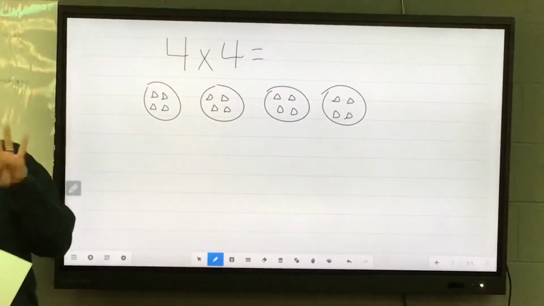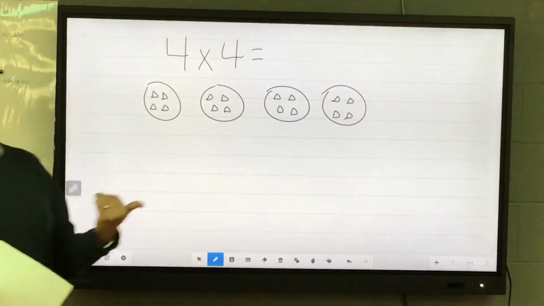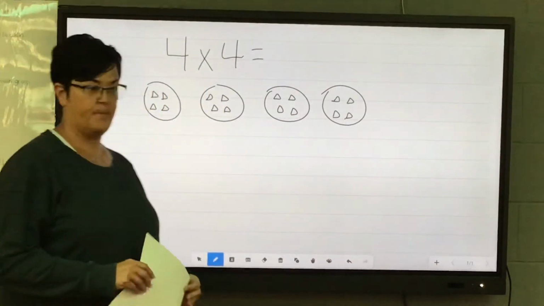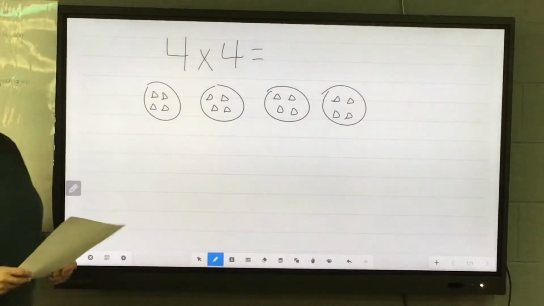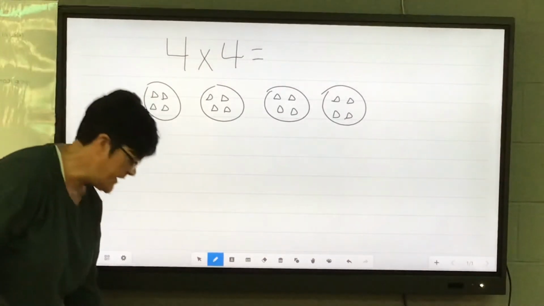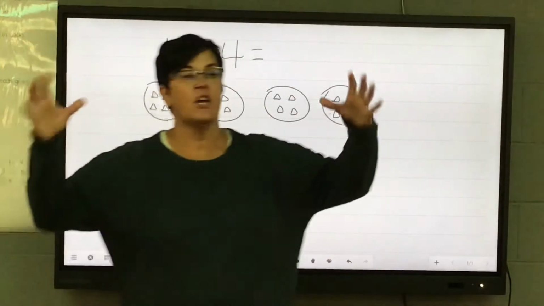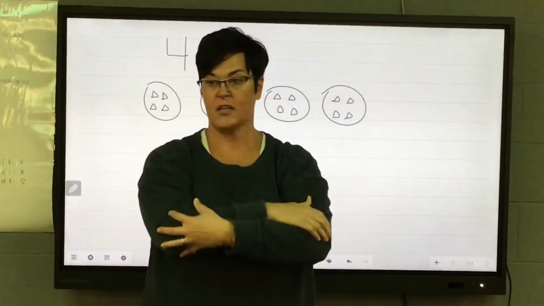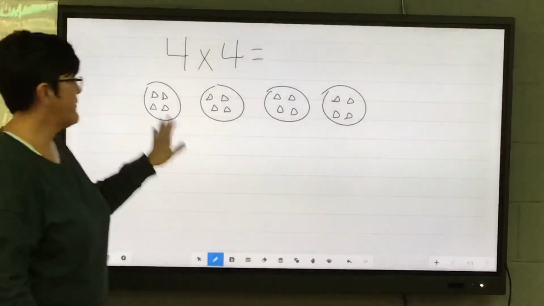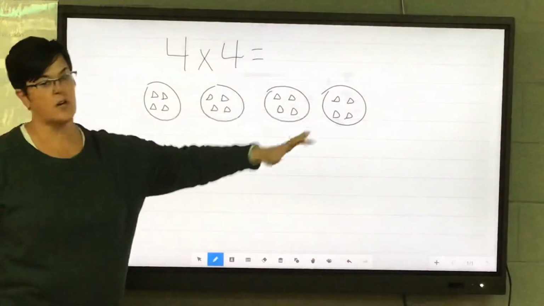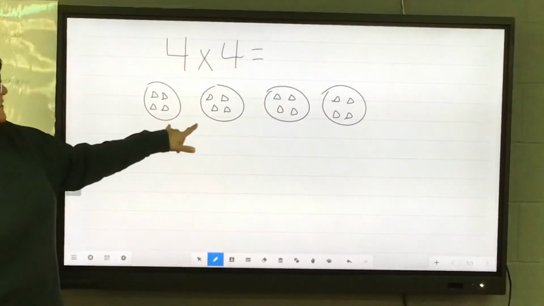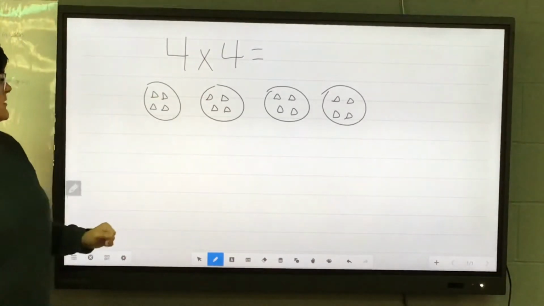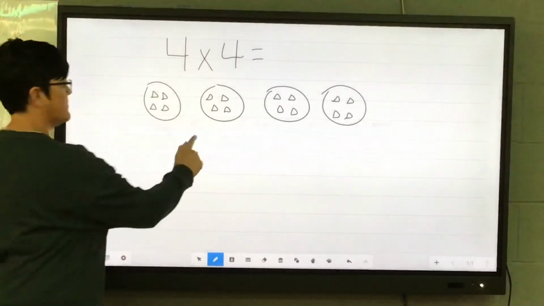So 4 friends each brought 4 slices of pizza. Total. That means all together. So if we have 4 groups of 4, skip counting by 4s, what's 4 plus 4? 8. Ah, there we go.